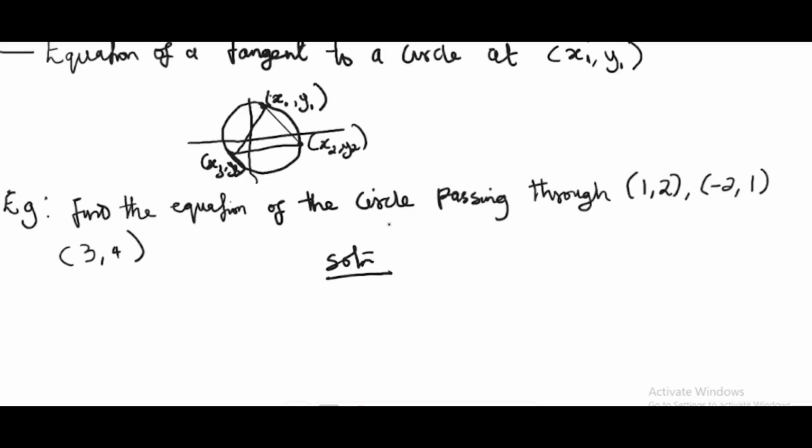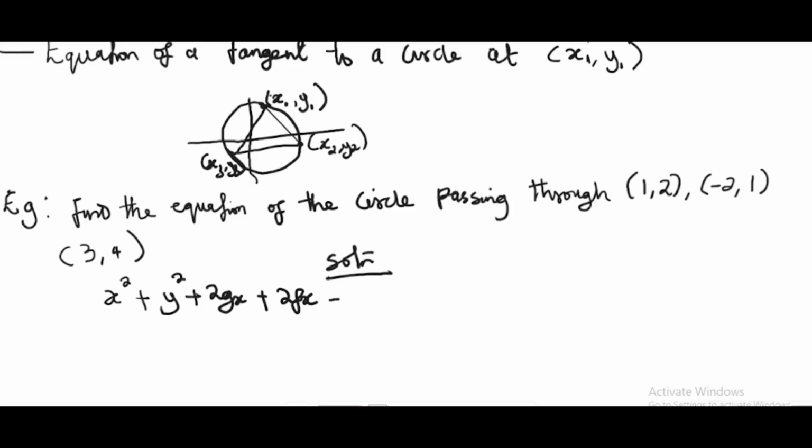We have: find the equation of the circle passing through the points 1, 2, minus 2, 1, and then 3, 4. So the first point is our x1, y1, the second our x2, y2, the third our x3, y3. So first thing to do, write down the general equation of a circle, and that is x squared plus y squared plus 2gx plus 2fy plus c is equal to 0, right?